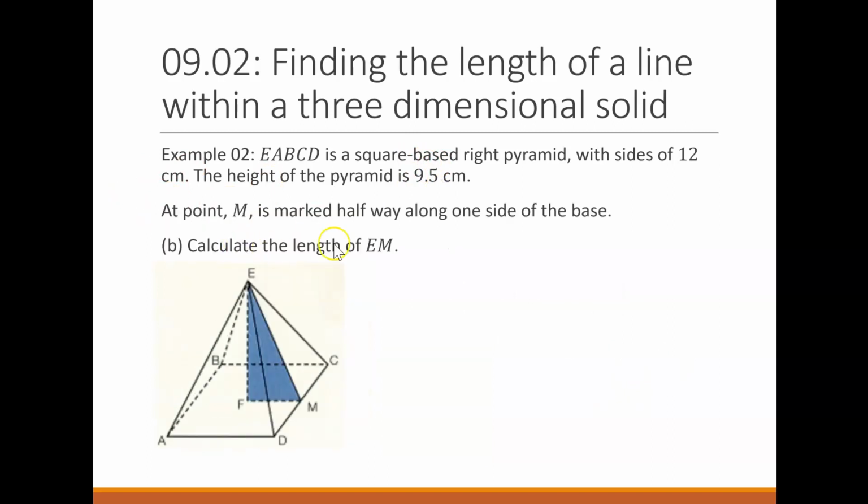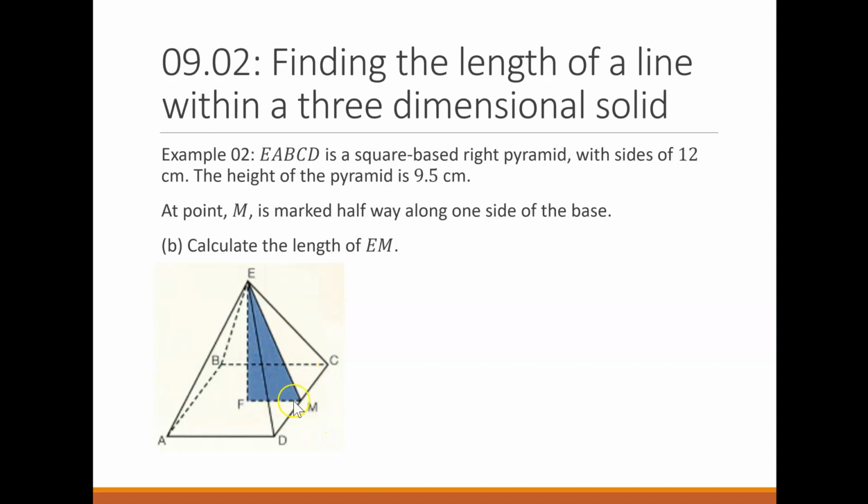All right. There's some more parts of this question, though. We also wanted to find the length of EM, where M is the midpoint of this side. So the calculation triangle I drew was EFM. I know EF, that was the height of the pyramid, that was 9.5. FM, we actually know as well. What's the length of FM have to be? 6. Why?